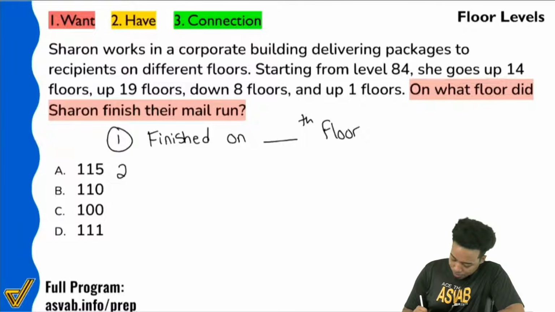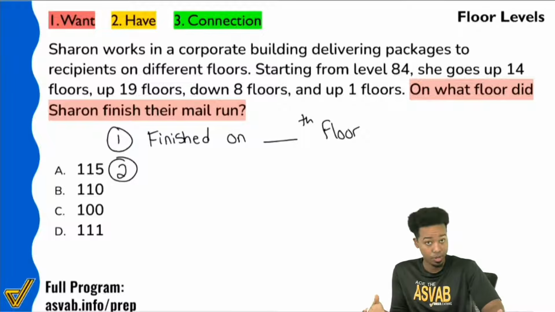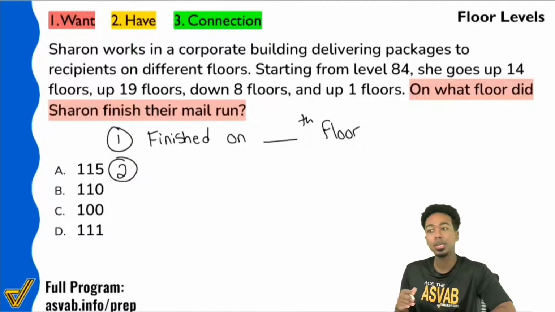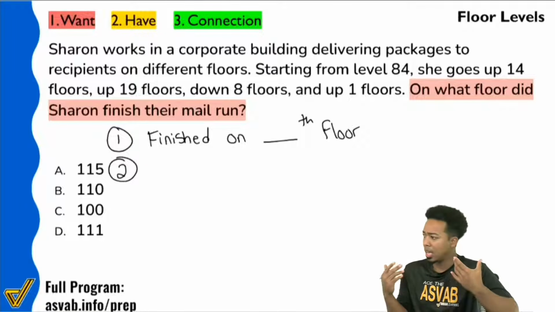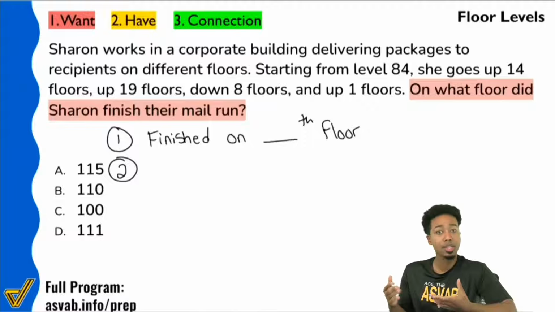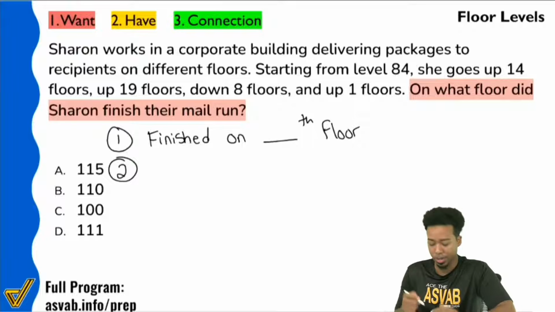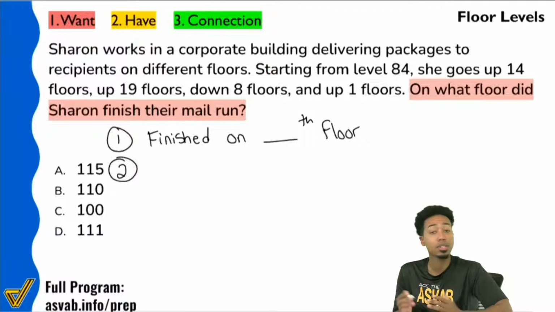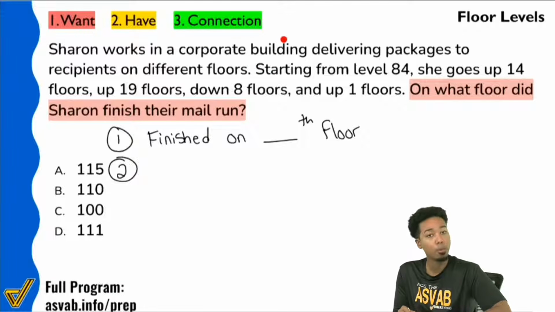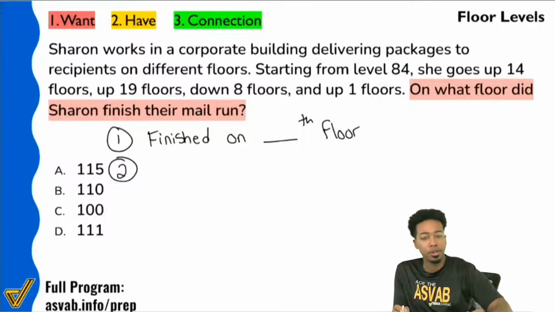Now, number 2, let's take a look at the information that we're given. Your main goal is to see what the whole situation is about: something about a mail run and floor levels. If I see a number, I don't care about writing it down instantly. I want to know what's happening with that number. So, Sharon works in a corporate building delivering packages to recipients on different floors. If you have to reread a sentence, that's totally okay. Think about a big building. Sharon works there.